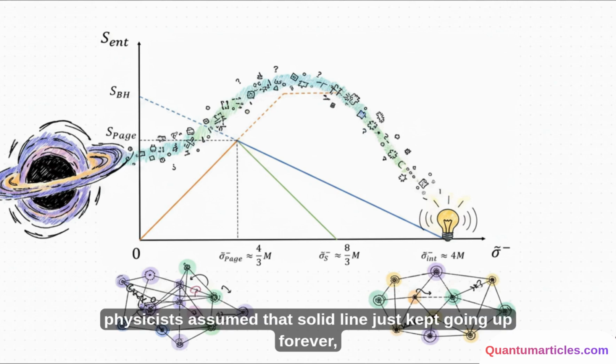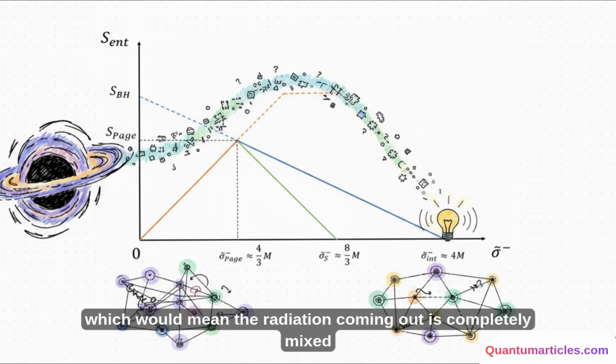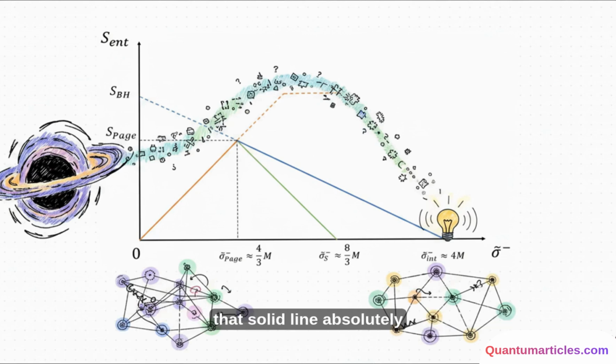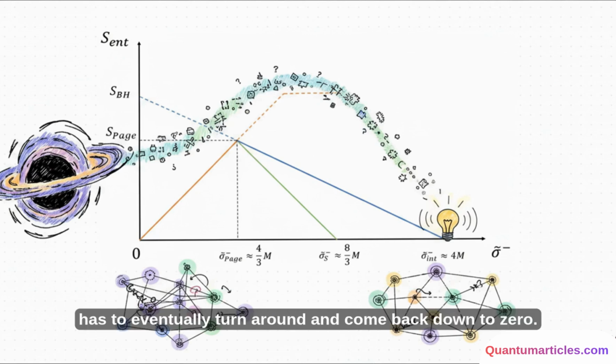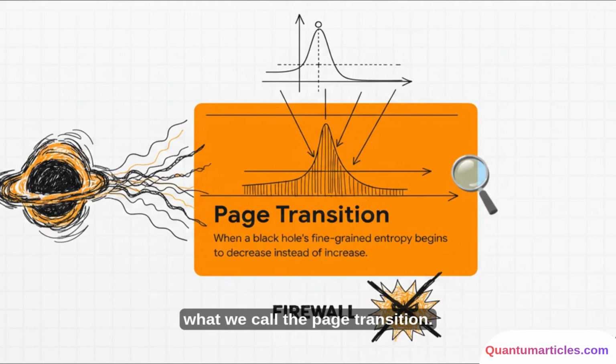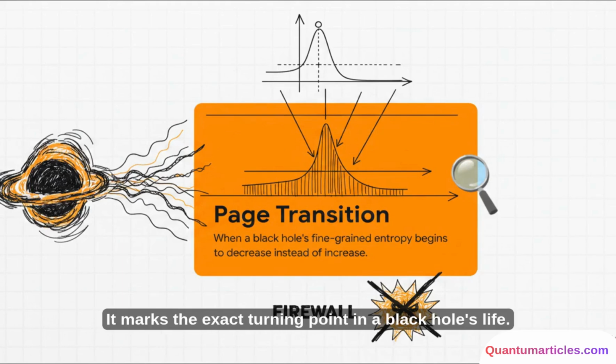For a very long time, physicists assumed that solid line just kept going up forever, which would mean the radiation coming out is completely mixed and carries absolutely zero information about what's inside. But if that data is going to be saved to protect quantum mechanics, that solid line absolutely has to eventually turn around and come back down to zero. And that peak right there in the middle of the graph is what we call the page transition. It marks the exact turning point in a black hole's life.